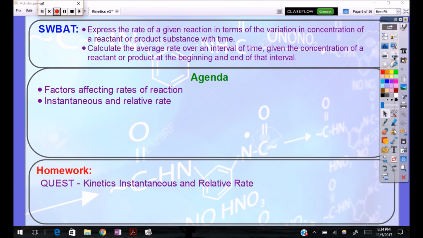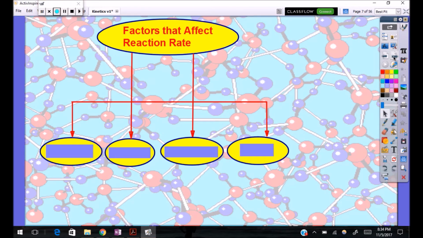So we're going to start off today by talking about the different factors that affect the rates of reaction. I've got a bunch of different simulations that will help us reason through them. And we'll talk about instantaneous and relative rate. So there are four main factors that affect our reaction rate. We have surface area, temperature, concentration of our substance, and then we also have catalysts. When we're talking about rate, we're talking about how fast it takes the reaction to come to completion.